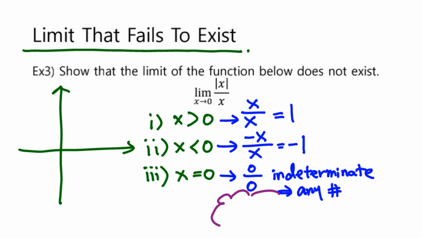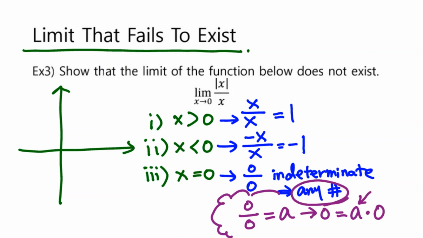Okay, here's a small portion here. 0 over 0. Let's say that that is a certain number, a. Then we can multiply by 0 on both sides. Then I'm going to have 0 equals a times 0. What can a be? Any number, right? It makes sense for any number a. That's why 0 over 0 can be any number. It can be undefined. It can be 1, 2, 3, negative. So that's why we call it indeterminate.